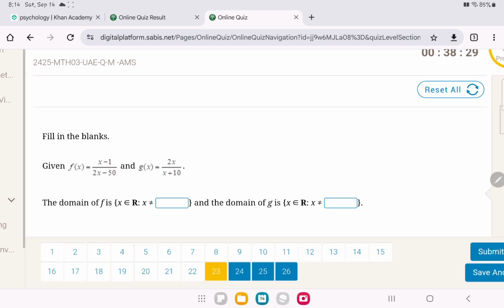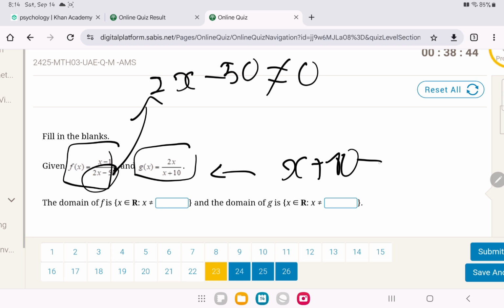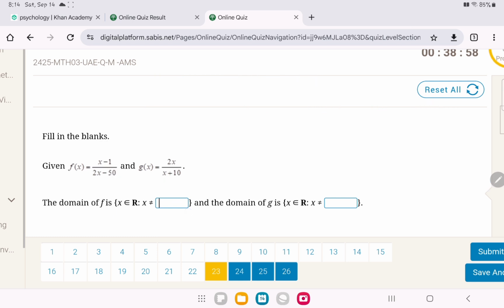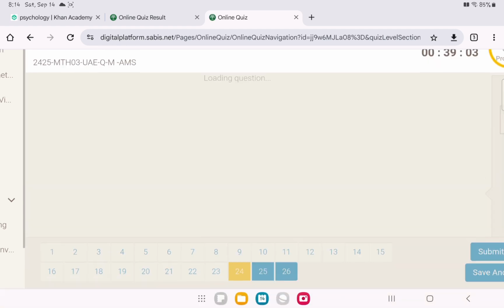Question number 23. Okay, they need the domain of f and the domain of g. You just take the denominators, and because the denominator cannot be 0, we make it different than 0. x plus 10 different than 0. So when we are solving, this becomes 2x different than 50, x different than 25, and here we get x is different than minus 10. So for f, x is different than 25, and for g, x is different than minus 10.